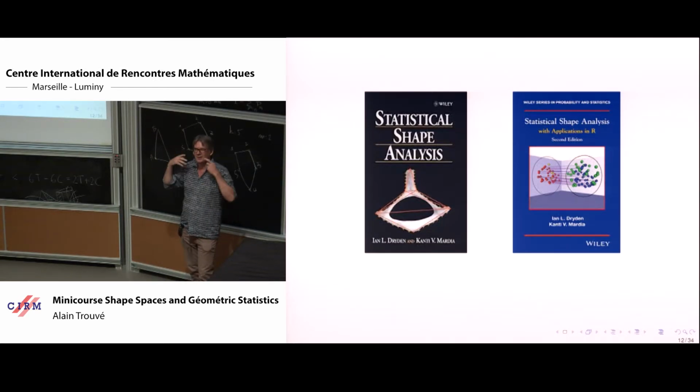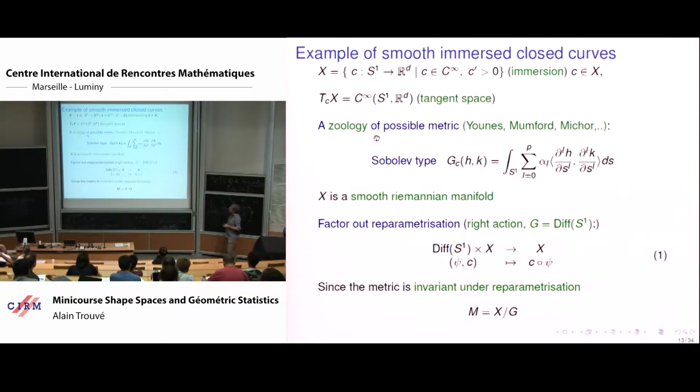But now this is the discretization of something which is continuous, and you can think about, do I have a limit of these kind of things? So, good question. In fact, we will do something like that. So we can think about the example of a smooth immersed closed curve.